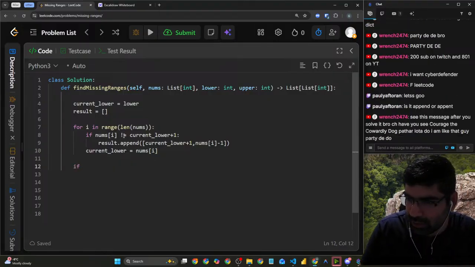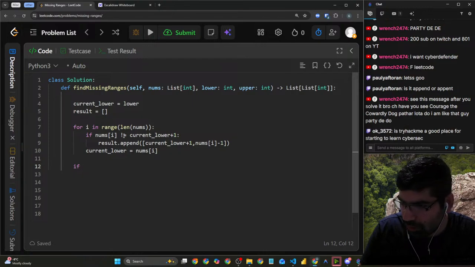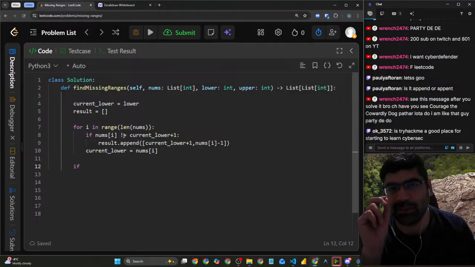See the message after you solve it, bro. Have you seen Courage the Cow? Oh yes, I have seen. I love it. Patthar lota do. I'm not like that guy. Party de do.